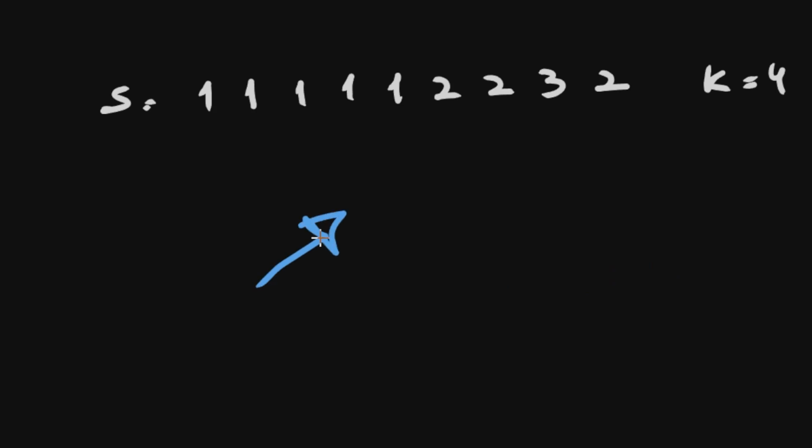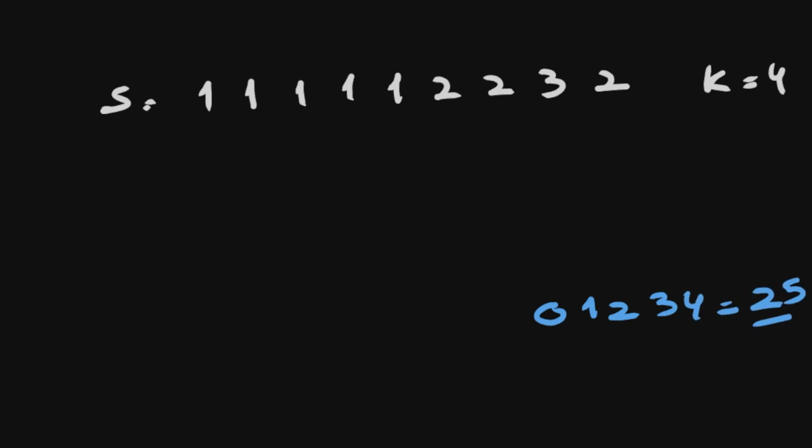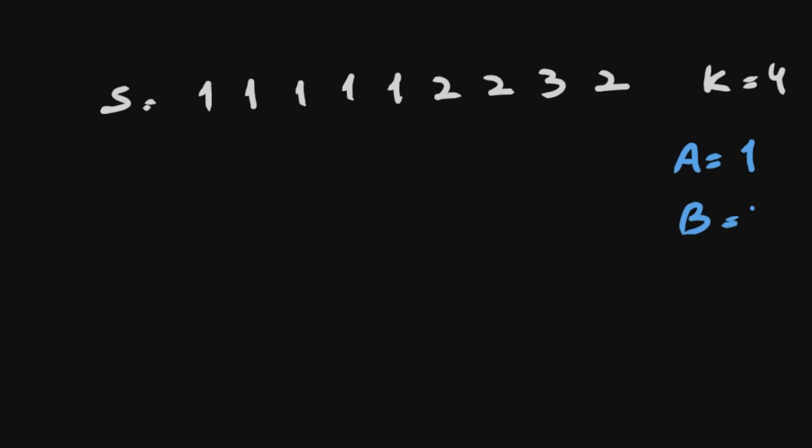Let's say we have this string and k is 4. First we will take every possible combination of the characters we can have in the string, which are 0, 1, 2, 3, 4. So here we have roughly 25 combinations, and for each combination of different characters we will do the same process here until we find the maximum result. So let's say that we are iterating every possible combination, and we are currently at the point where a is 1 and b is 2.